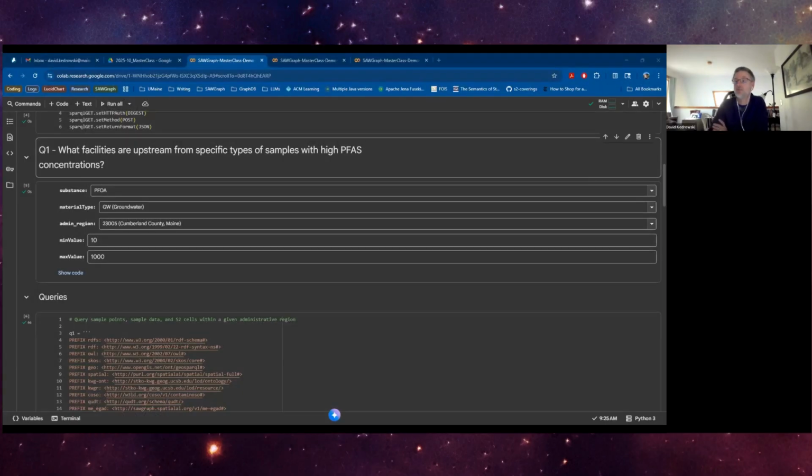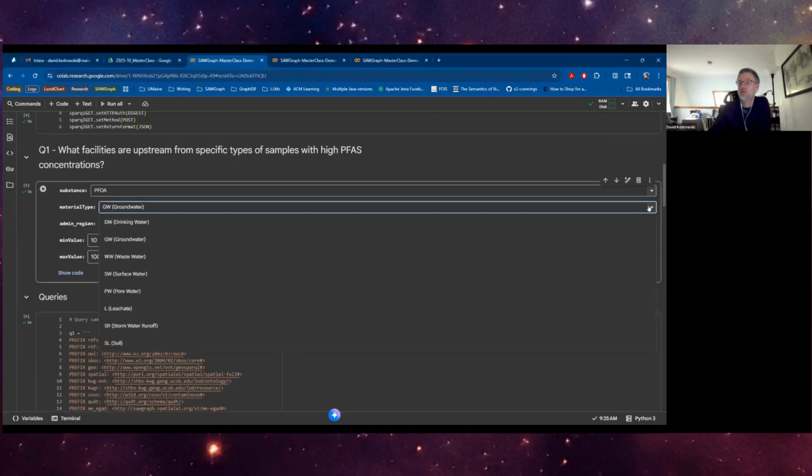All right, so the first query: what facilities are upstream from specific types of samples with high PFAS concentrations? We've designed this query in a Jupyter notebook so that you can choose different types of PFAS. In this case, I'm going to be looking at PFOA. We can also look at different material types. So for this it is groundwater, but we could be looking at drinking water, wastewater. We have a variety of different material types that could have been tested.